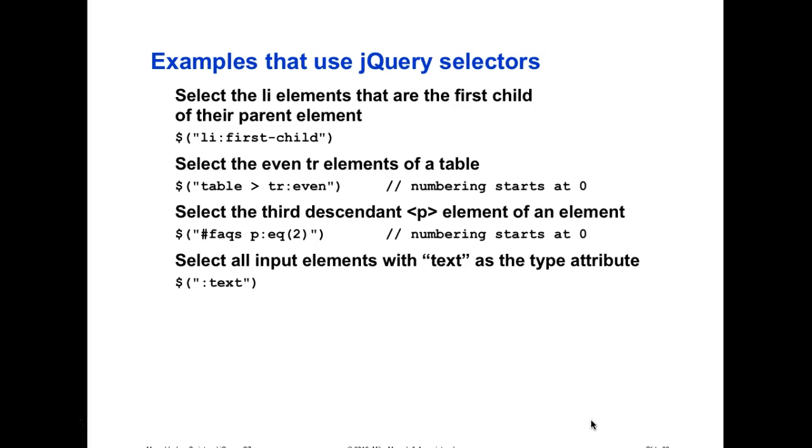And let's say we wanted to select the third descendant paragraph element of an element. And so we would say, okay, for the ID FAQs, if the paragraph is equal to 2, because the number starts at 0, that would be the third. And let's say we wanted to select all input elements with text as a type attribute. So think of a form with input type equals text. We would do colon text.